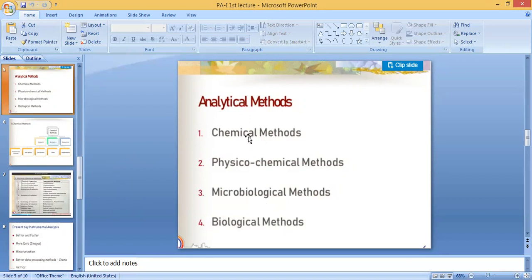Chemical method, that is, with the help of the chemical reaction that occurs, we can find out the concentration or amount of the analyte. Next is the physicochemical method, where the chemical reaction which occurs can be measured with the help of a specific physical property, which is also known as the instrumental method of analysis. The next major types of quantitative analysis are the microbiological method and biological method.